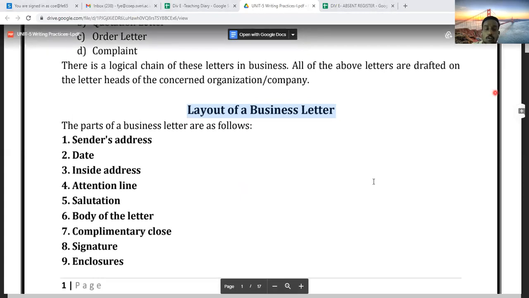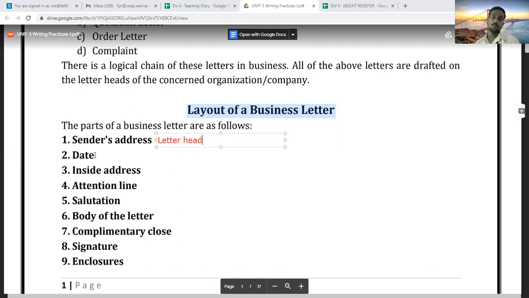All right, in short, we will discuss this format. First of all, there is the sender's address. We have just talked about the letterhead. The letterhead and the sender's address are the same, so there is no need to write the sender's address separately. Perhaps many of you might have studied letters in 12th or 10th standard. Usually there was a sender's address, and we used to write it by hand, manually. But because of the letterhead, you are not expected to write the sender's address. The sender's address is already there, in the form of the letterhead.